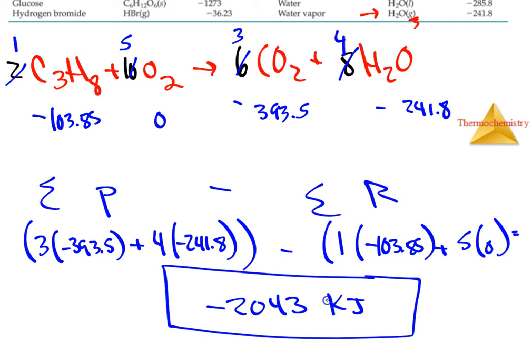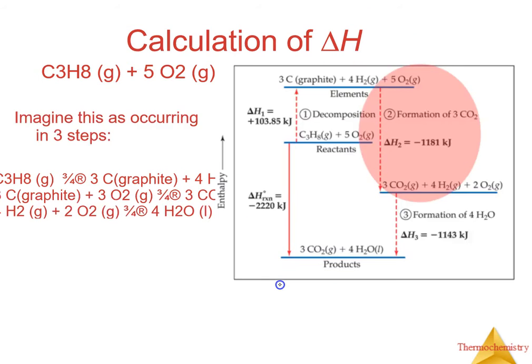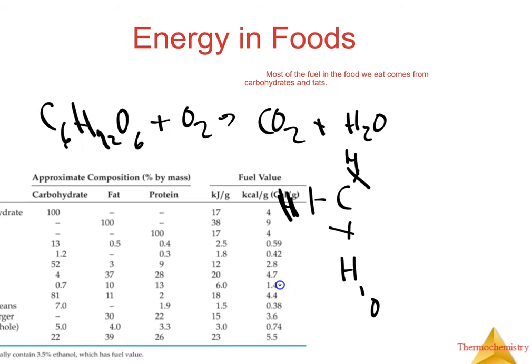Okay, that's propane. So that means if you burn 1 mole of propane, you will produce negative 2043 kilojoules. You'll give off 2,043 kilojoules of heat. Are we okay with this so far? I hope so. Okay, all this is just everything we just did.